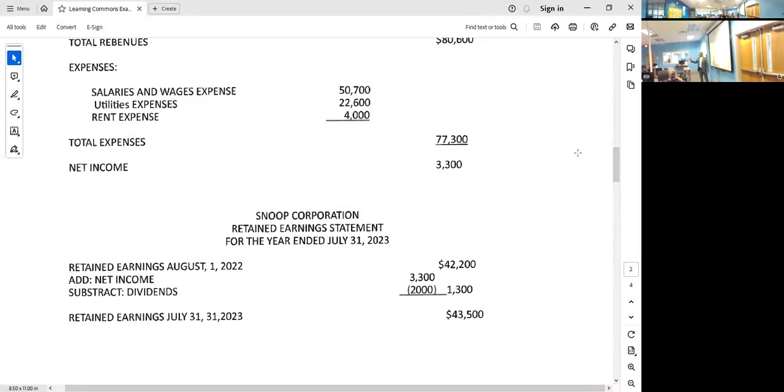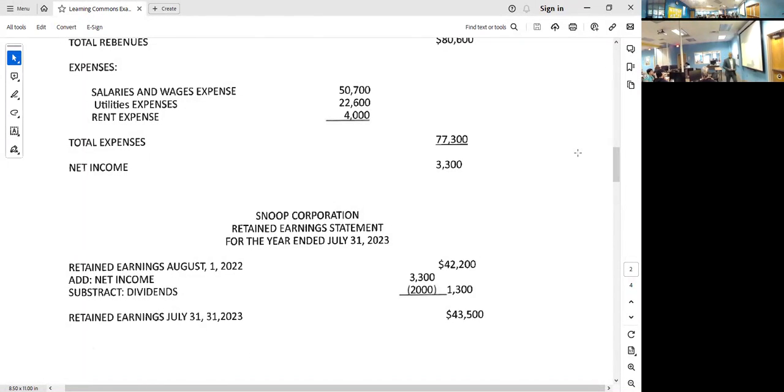Now, that's critical, because the ending retained earnings, you have to take that somewhere. You're gonna take it to the balance sheet. That's why it's critical that you understand the difference between the beginning and the ending retained earnings, because you could get a question where they have both of those in, and they want you to do a balance sheet. The ending retained earnings is going to the balance sheet, not the beginning.